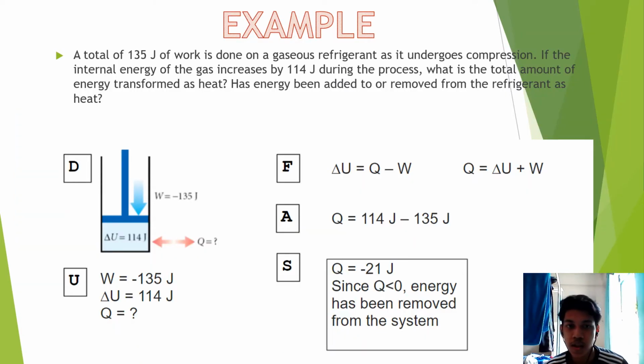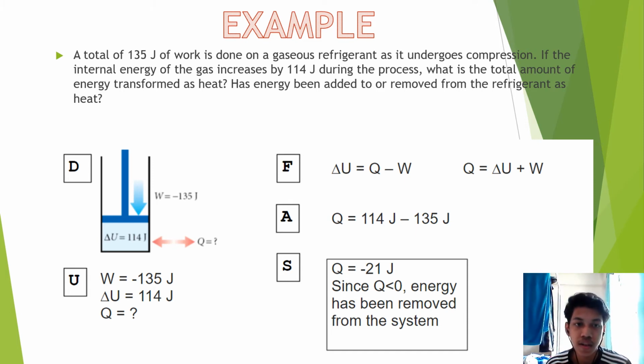This one is the example in which we will use the first law of thermodynamics to solve it. It states that a total of 135 joules of work is done on a gaseous refrigerant as it undergoes compression. If the internal energy of the gas increased by 114 joules during the process, what is the total amount of energy transformed as heat? Has energy been added to or removed from the refrigerant as heat?